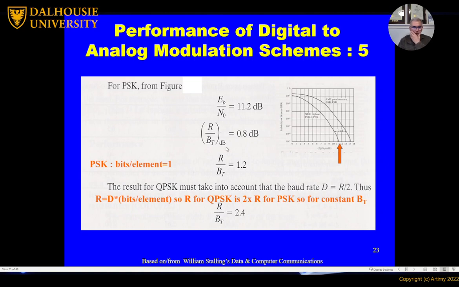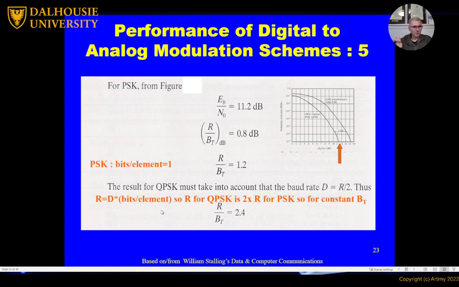And we can use the same example again. So now, if I was given the energy as 11.2, what is the rate? The rate will be 0.8 dB based on this formula here. And then do the same thing, convert it to absolute values, so I get 1.2. And so this is for PSK, for the quadratic phase shifts.